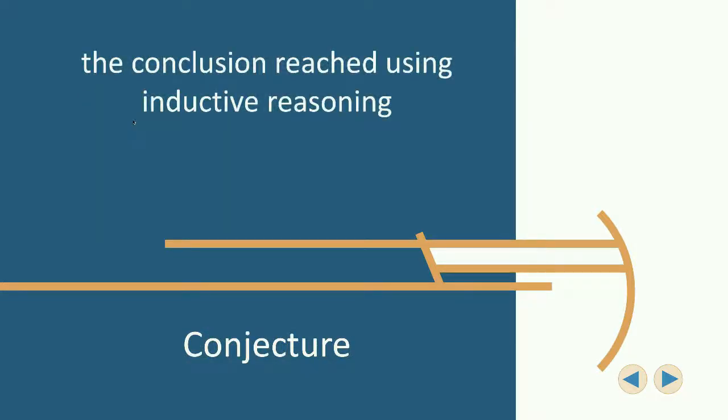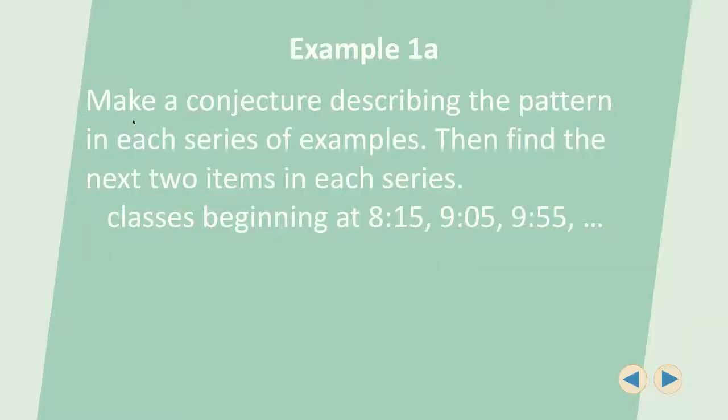Once we use inductive reasoning, we might come to a conclusion from that, and that is called a conjecture. A conjecture is kind of an educated guess after you've seen several examples of something happening, so you come up with this conjecture of what possibly could happen.